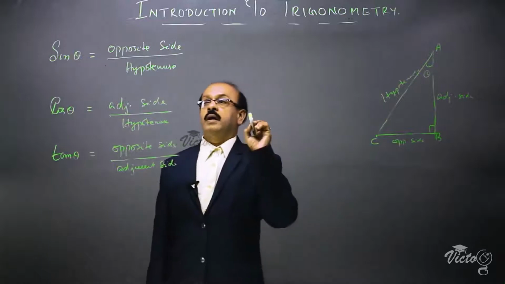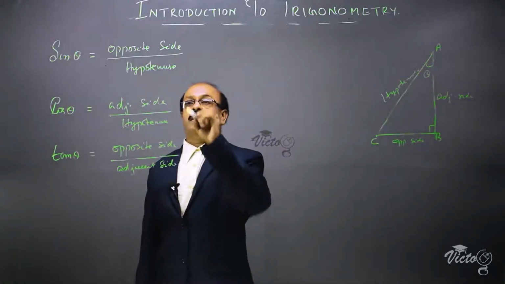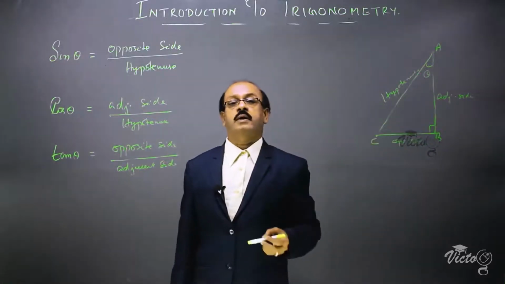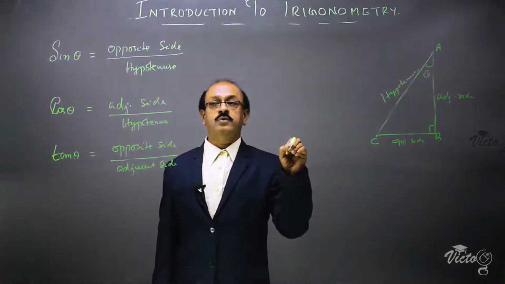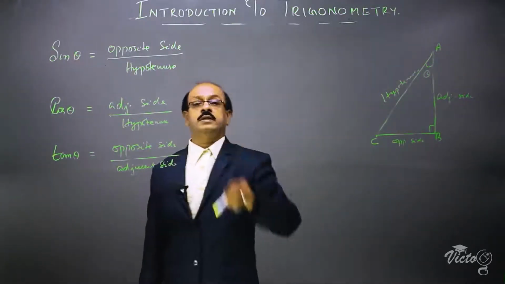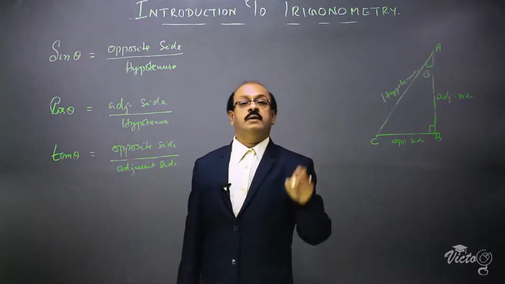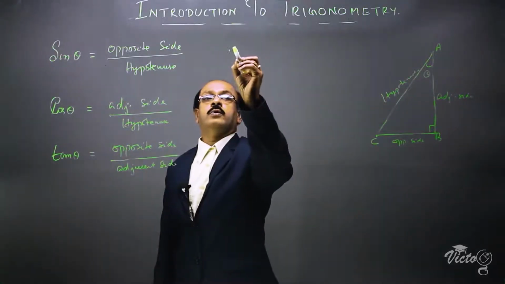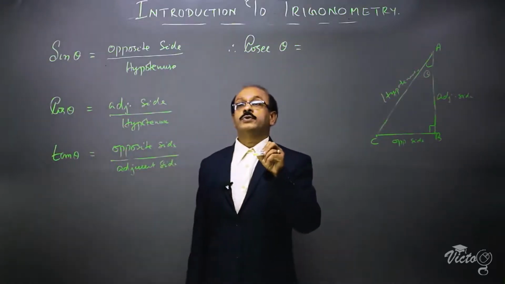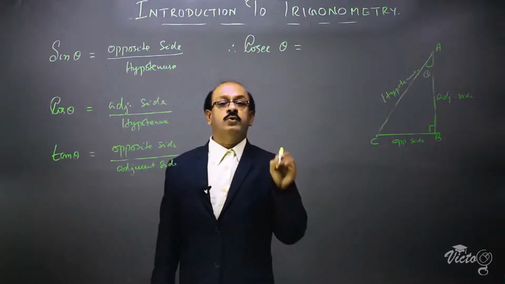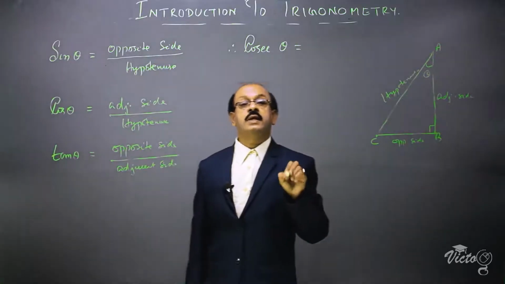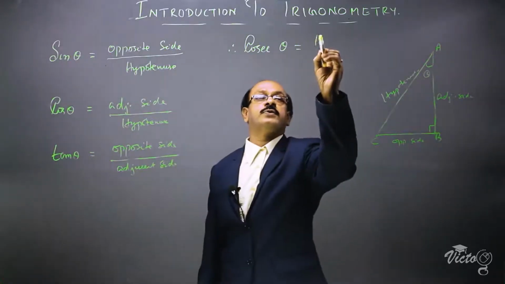That means the ratio which is the reciprocal of sine, that means we are dividing the length of the hypotenuse by the length of the opposite side. We will get the reciprocal ratio. The reciprocal ratio of sine is cosec theta. Therefore, cosec theta is equal to hypotenuse by opposite. The full name is cosecant theta, and we shortly write it as cosec theta. Cosec theta means hypotenuse.